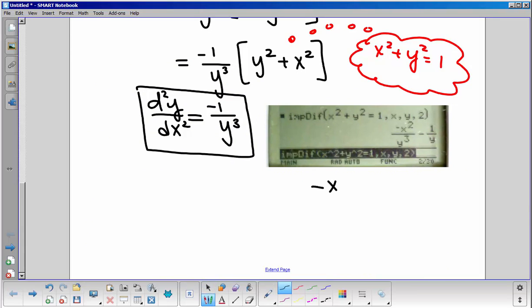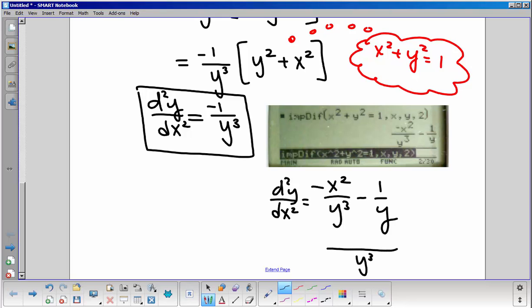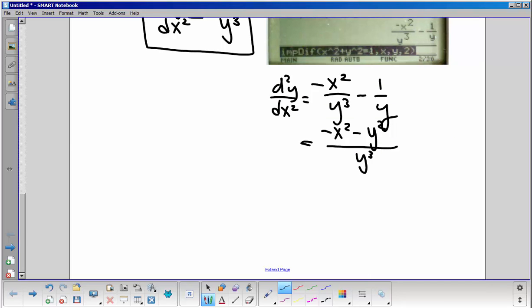They got negative x squared over y cubed minus 1 over y. What happens if you find a common denominator here? You get y cubed on the bottom, negative x squared. You multiply the other term by y squared over y squared, which is minus y squared. Now plug in that x squared plus y squared is 1, so it's negative 1.